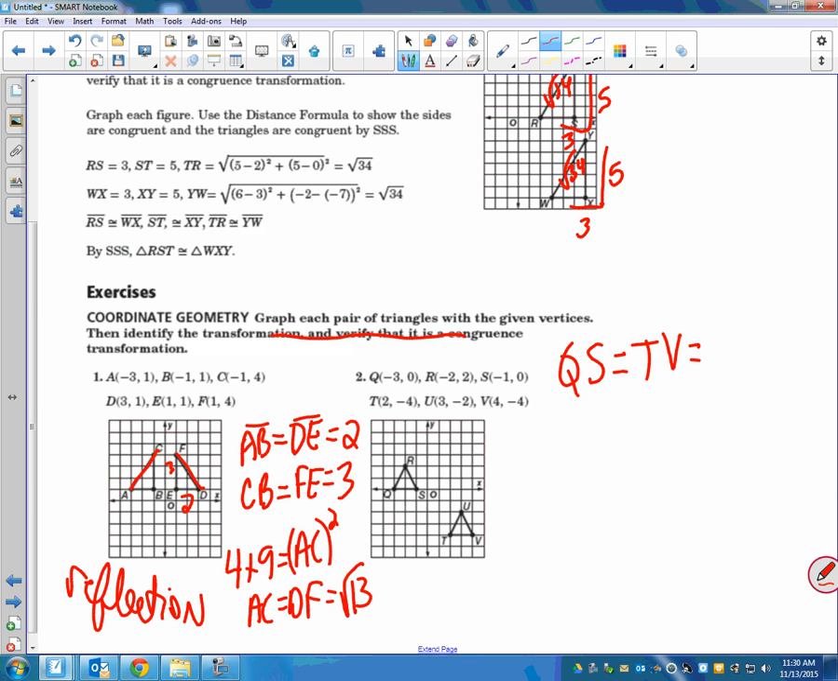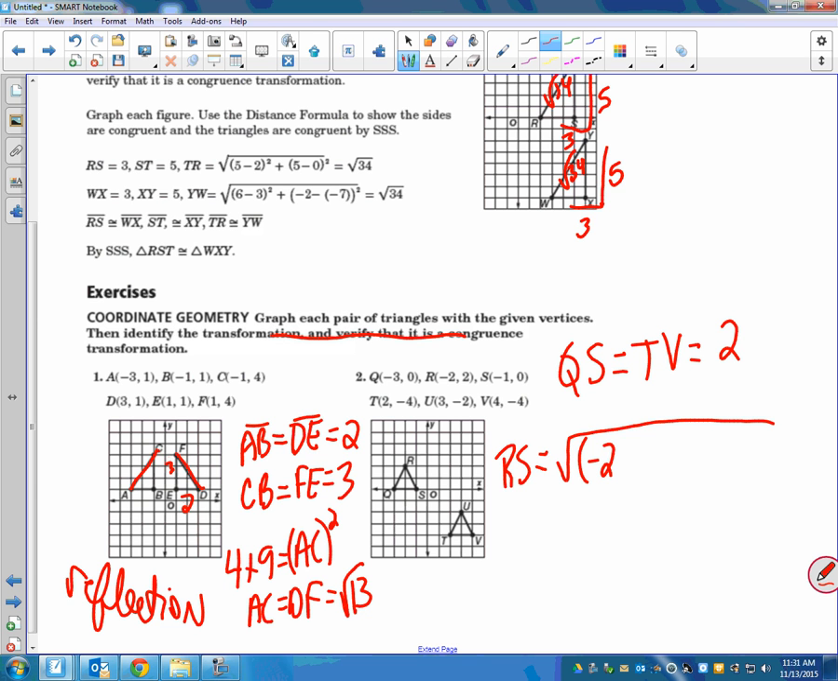So I'm going to do the easy one. QS is congruent to TV, which is 2. But now I have to do a whole lot of distance formula. Oh, darn. Guess we're going to have to take our sweet time, about a half hour of it.